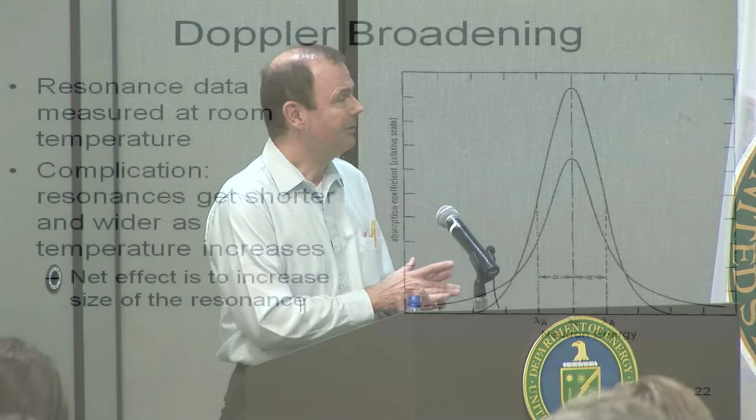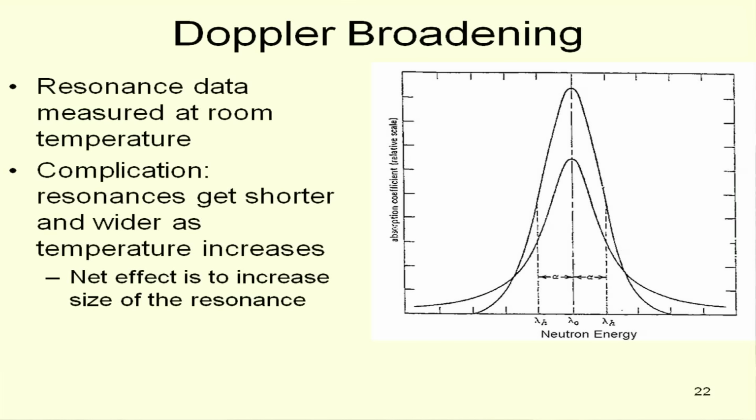Second thing is Doppler broadening. Resonance data is measured at room temperature conventionally. Reactors operate at a higher temperature depending on what you're doing. And as you get to the higher temperature, the resonance begins to get shorter and wider. It's sort of like the Hubble redshift kind of a thing. Something's moving, the wavelength of light gets longer, and these things get broader. And so the net effect of this is to increase the size of the resonance. And I'll make that a little bit more relevant here in a bit.